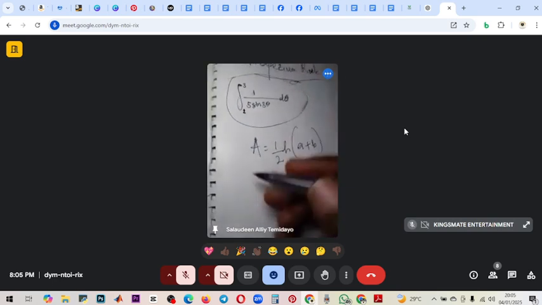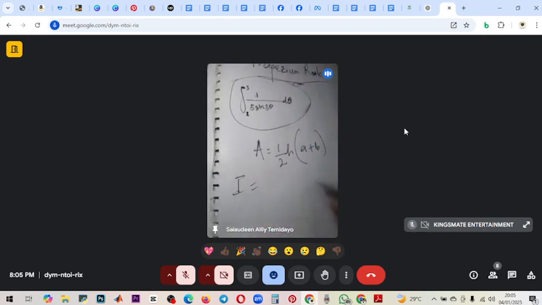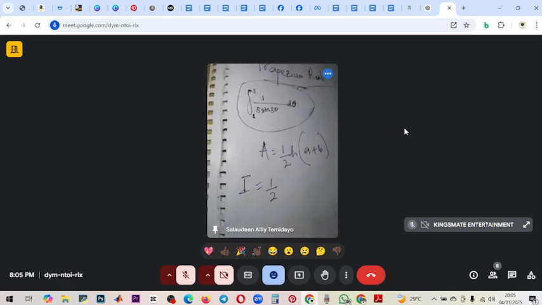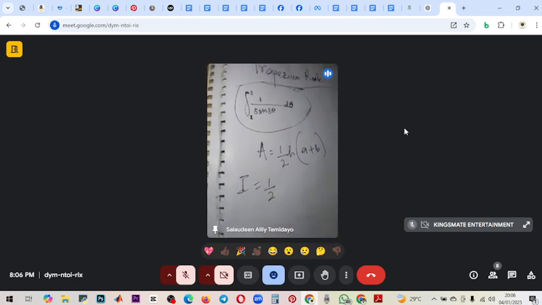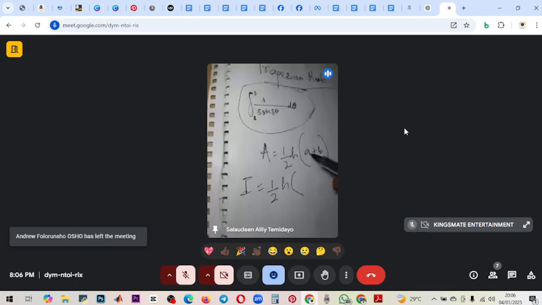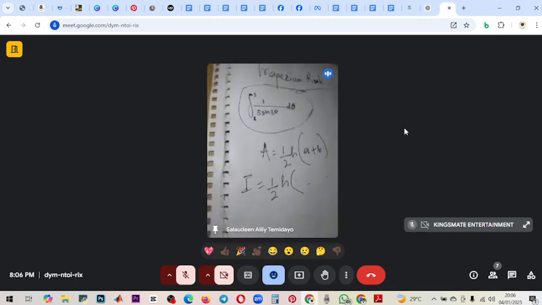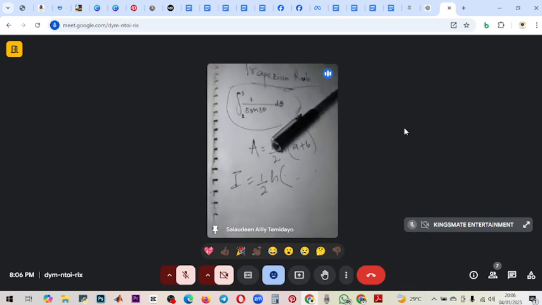So that means my integral, I, using the trapezium method, is also going to be 1 over 2 times the boundary, times the first term and the last term, having something in between them.